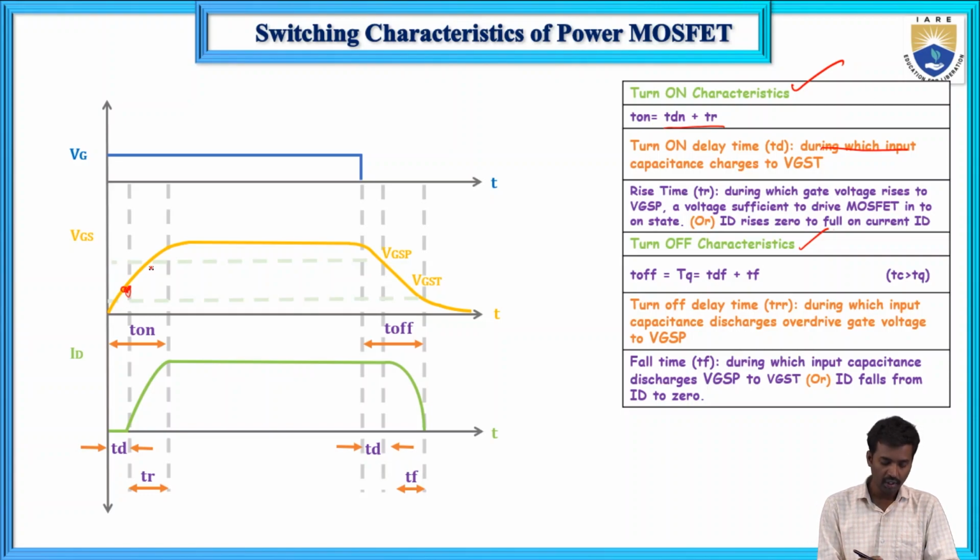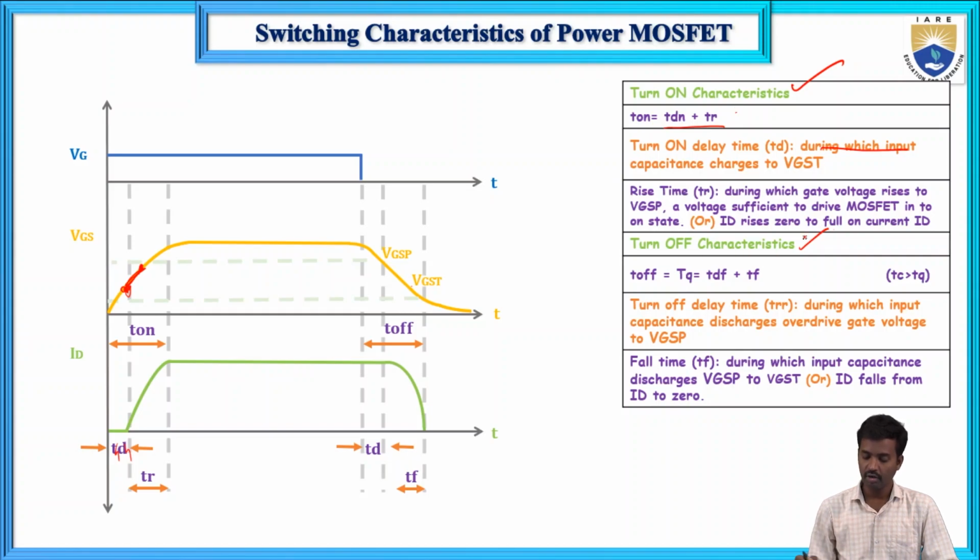After that, during the rise time, the gate voltage rises from VGST to VGSP. This period is TR. VGSP is a sufficient voltage to drive the MOSFET into the on state. In another way we can define it: ID increases from 0 to its full maximum value. So TDN plus TR is known as the turn on time.